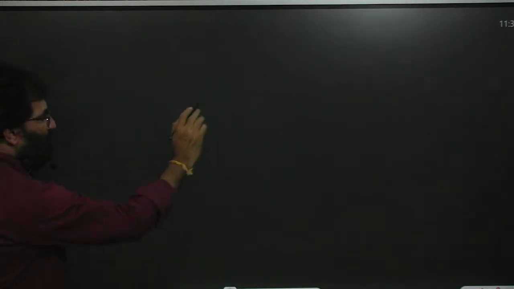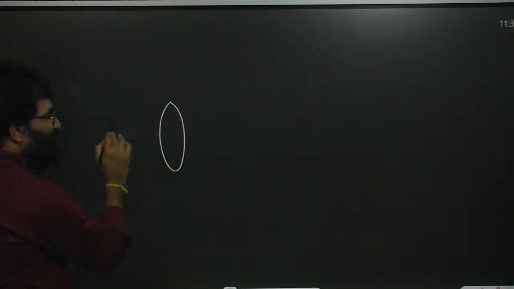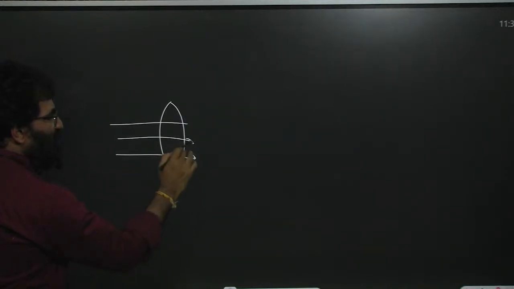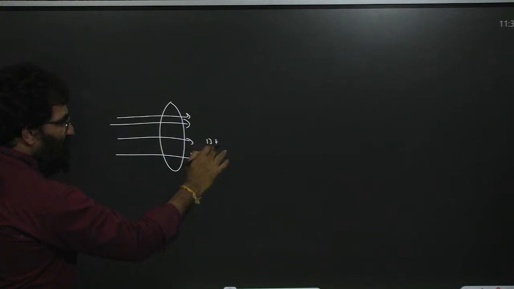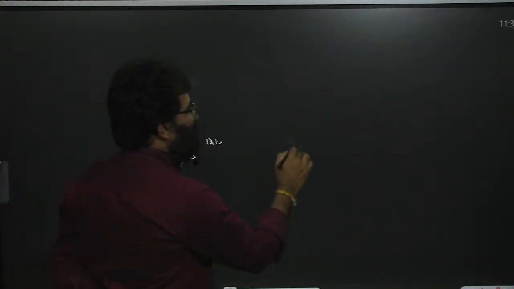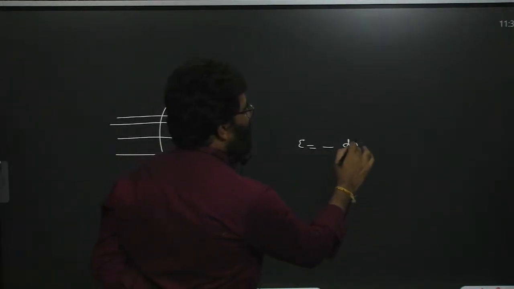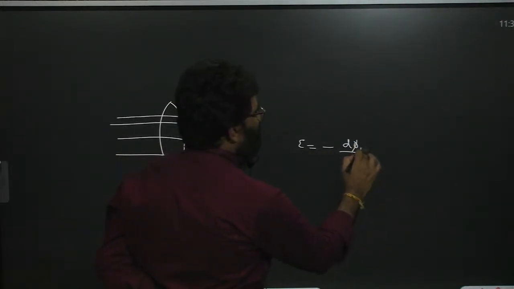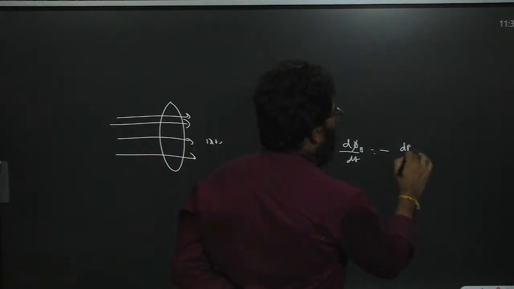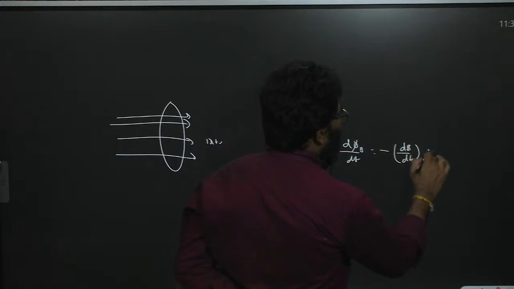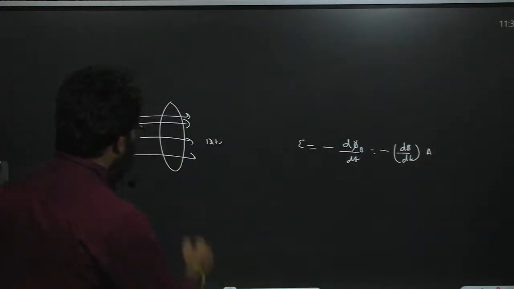Now, in the EMI concept, a very important point: whenever flux is changing, suppose the magnetic field is changing along this direction, B is a function of time. There must definitely be an induced EMF. EMF is equal to minus d phi by dt, which is equal to minus dB by dt into area. Suppose this area is A.